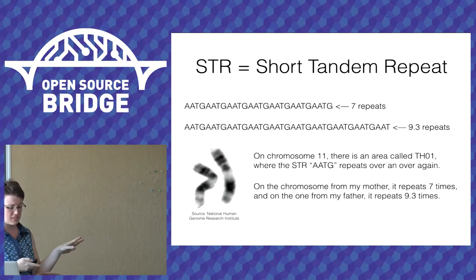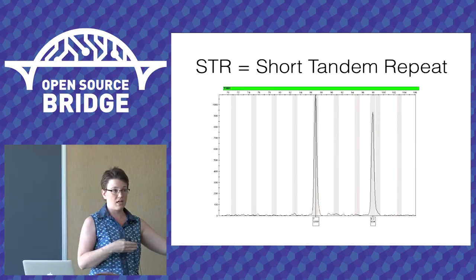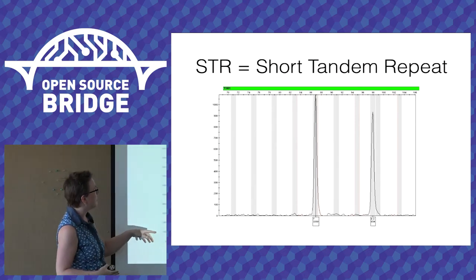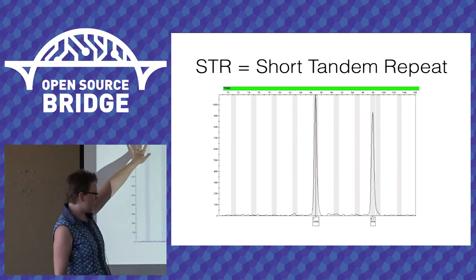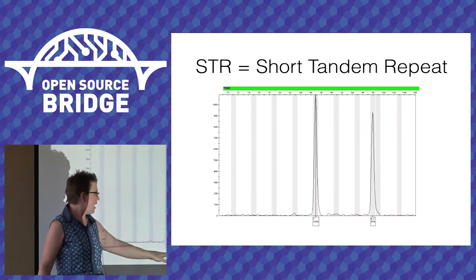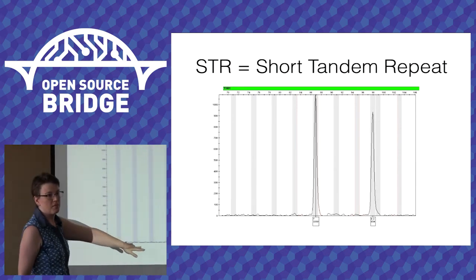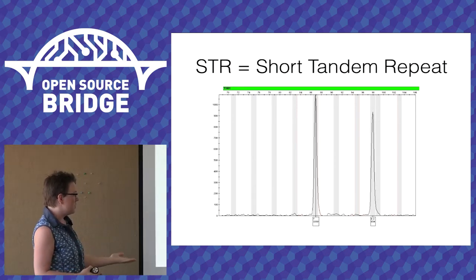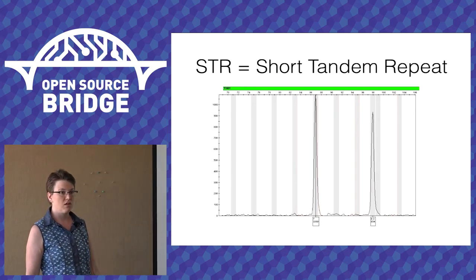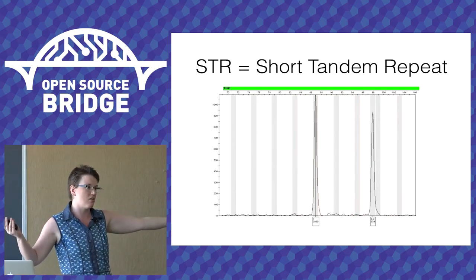I'm going to show some different representations. For example, this is an electropherogram. This is the actual data I see in the laboratory. So when I'm reading the actual raw data output at this little piece of DNA, which is called TH01 for reasons, I see a peak that is 7 units long, and I see a peak that is 9 3/4 units long. So this person, who was me, is a type 7, 9.3 at this location. So I don't actually care what the letters are that make up the repeats. I just care how long the pieces are.